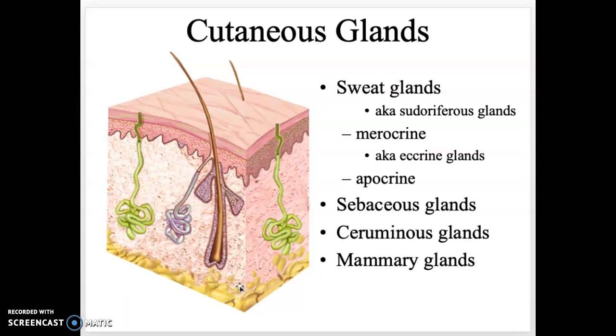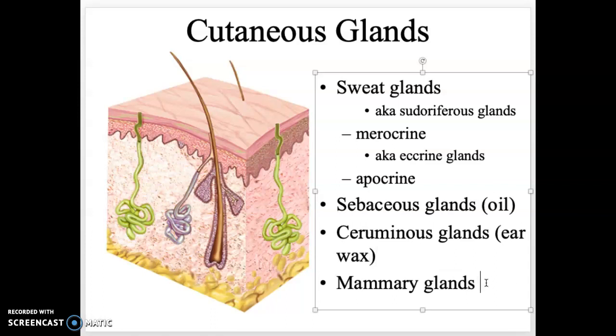So in the dermis here, we have these things called cutaneous glands. They're within the skin here. We have sweat glands, which are these green ones here. There are two different types of sweat glands, merocrine and apocrine. We'll go through each on the next slide. Sebaceous glands are oil. Ceruminous glands are earwax, and mammary glands are milk. The sebaceous glands are associated with the hair structure, and then the sweat glands are by themselves. The others we'll go through later.